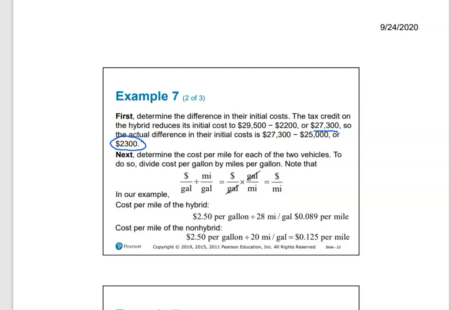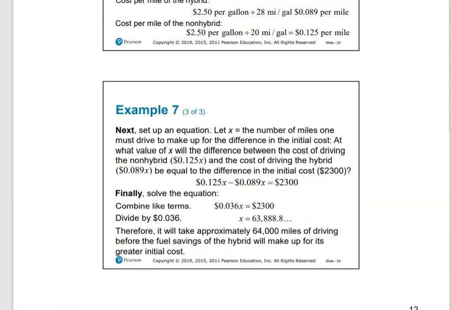Now, to determine the cost per mile for each of the two vehicles, we would want to do the dollars divided by the gallons divided by the miles per gallon, so that we would get our gallons to cancel out, and in the end we get dollars divided by miles. So we've got $2.50 per gallon divided by 28 miles per gallon, which is 89 cents per mile. And then for the non-hybrid, we've got $2.50 per gallon divided by 20 miles per gallon, which is 0.125 dollars per mile. Okay, and then finally, we can compare these.